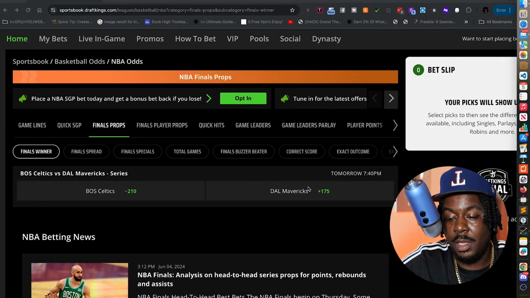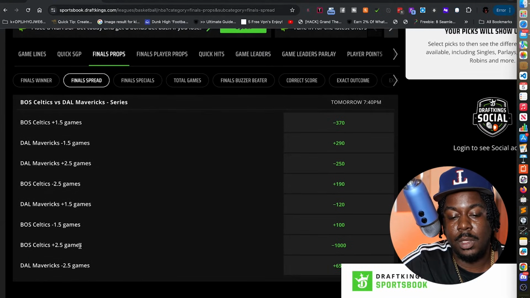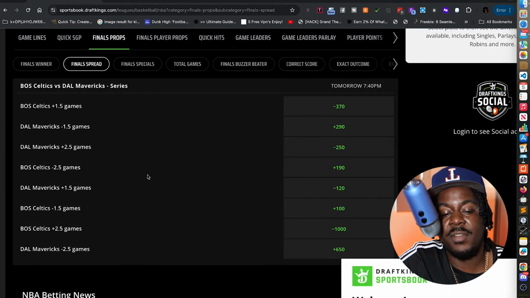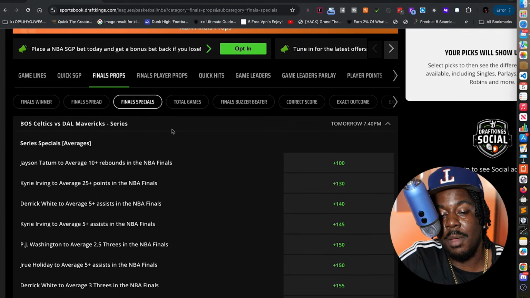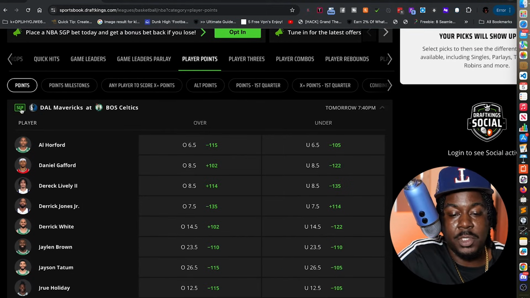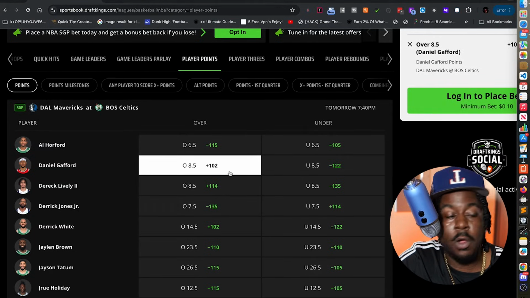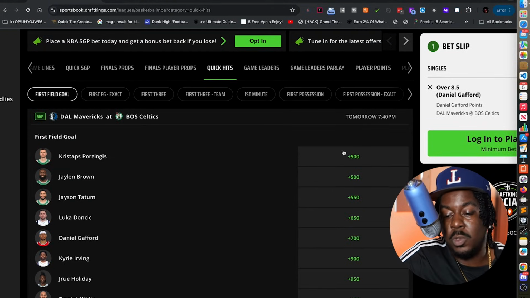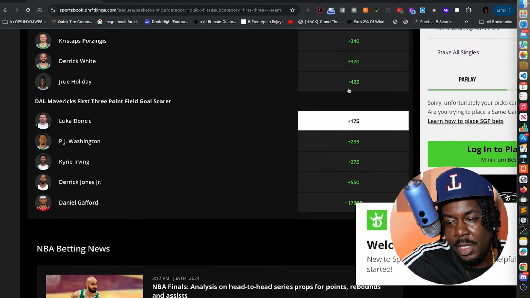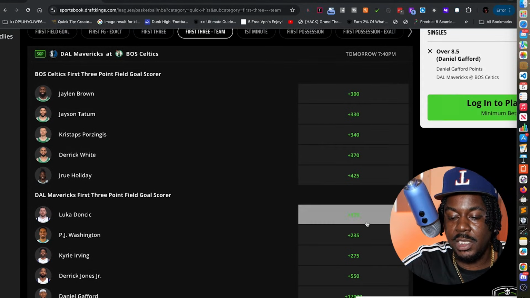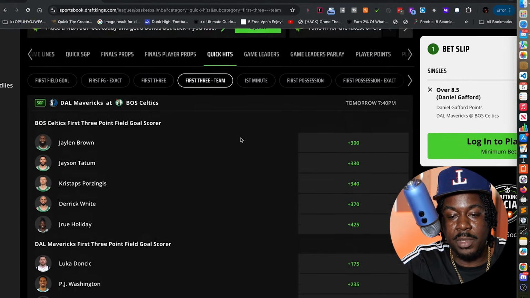You can bet on the entire series. You can bet on the final spread. So you can bet how many more games the Mavericks are gonna win or the Celtics are gonna win against each other. You can bet on specials. Player props, you could do points: Al Horford over 6.5, Gafford over 8.5. You can bet who's gonna score the first field goal, who's gonna make the first 3 of the game. I think Luka is probably the favorite because he's gonna come out and fire the first one, and he's got a good chance of making every 3 he puts up.